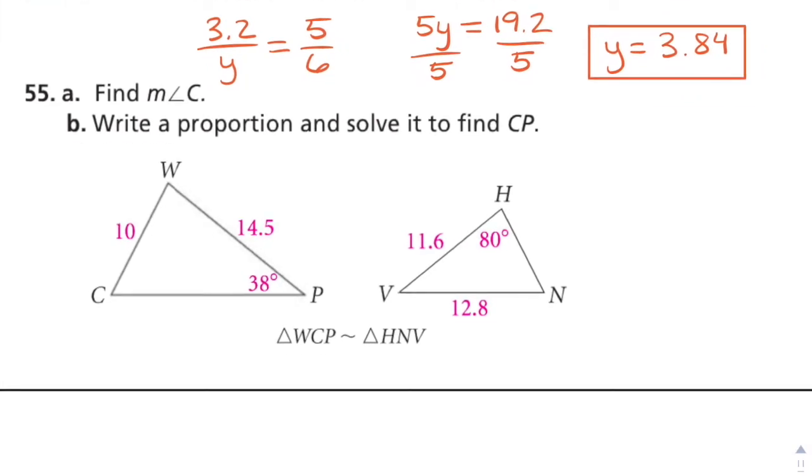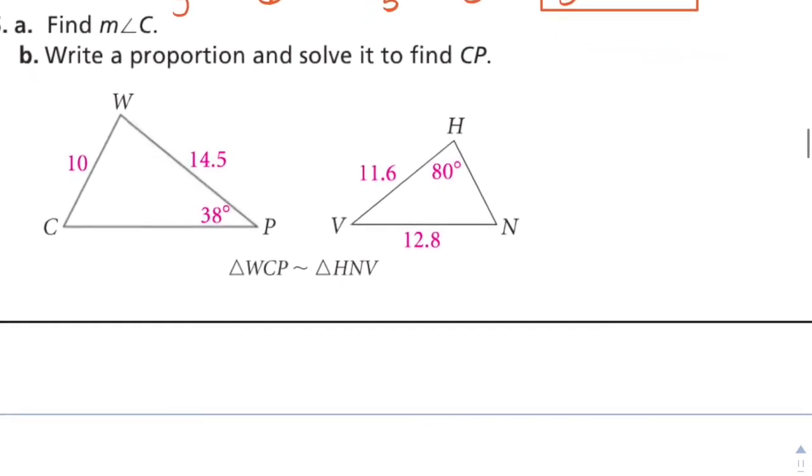All right, so find the measure of angle C, write a proportion, and solve it to find CP. Look at what they gave us. They gave us a triangle similarity statement. So we know that W and H have to be congruent. W and H is 80 degrees, so I'm going to fill that in for angle W. Notice that angle C and N have to be congruent. I don't know what they are yet, but I can definitely find that. And then we have P and V that are congruent. So if P is 38, V is going to be 38 degrees.